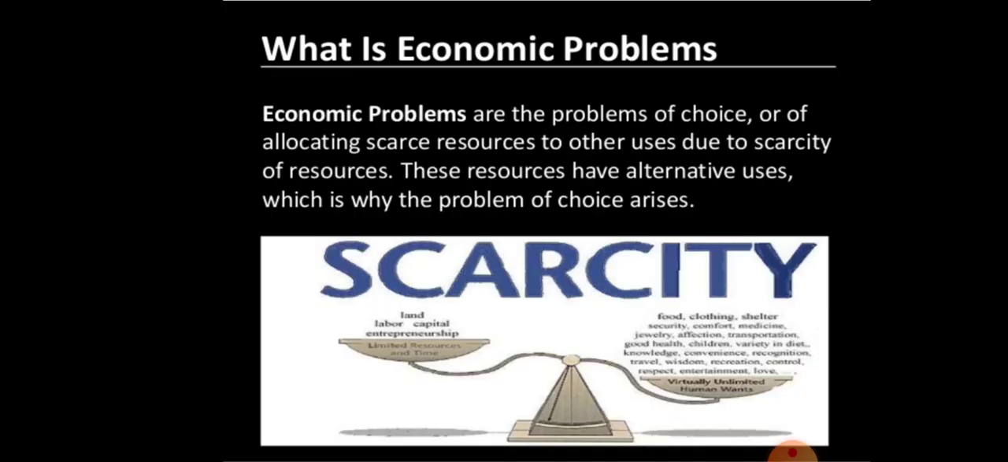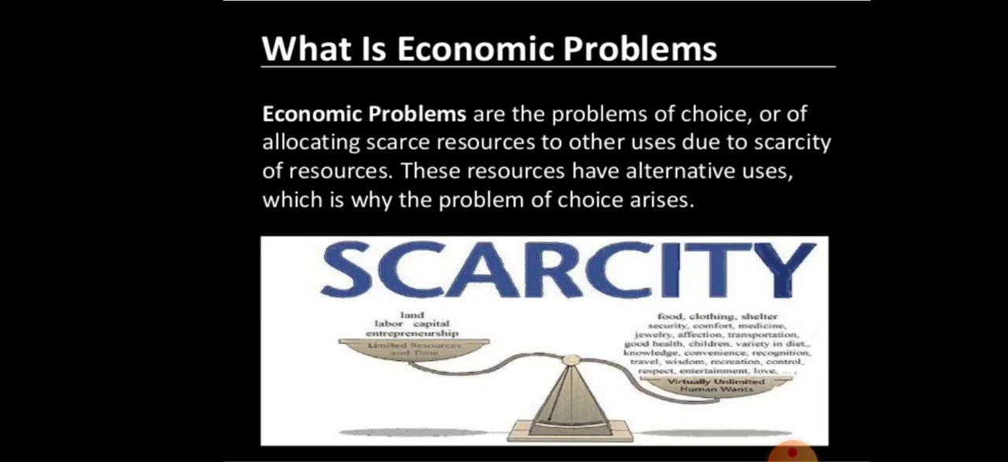So you see, scarcity is called the root of the economic problem. Economic problems are the problems of choice, or of allocating scarce resources to other uses due to scarcity of resources. These resources have alternative uses, which is why the problem of choice arises. So you see, there is scarcity, that's why we have to choose.